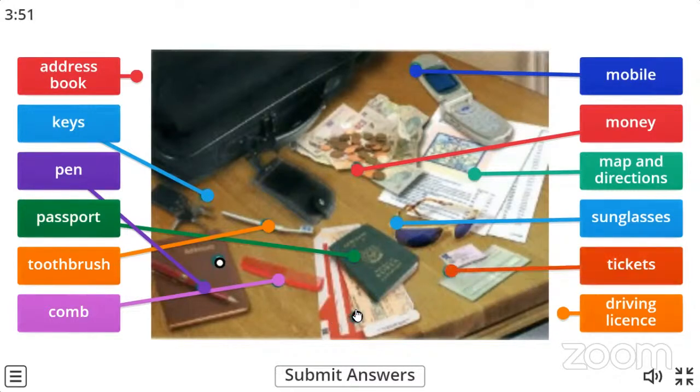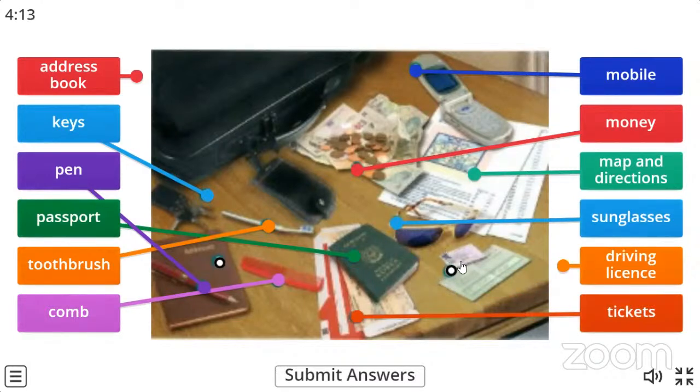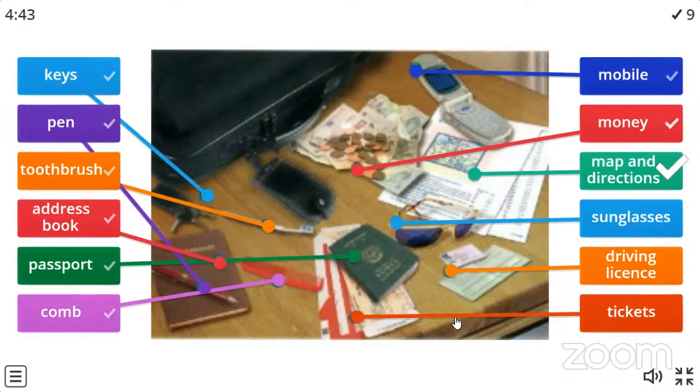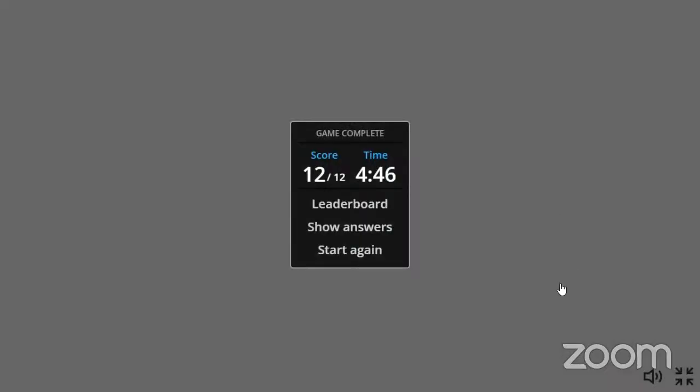And this one? Maybe tickets are this one, right? No, sorry. And this one with a picture? Driving license. Driving license, yes. And the last one? Okay, address book. Address book, right? Address book, yes. Everything is good. Perfect. Okay.